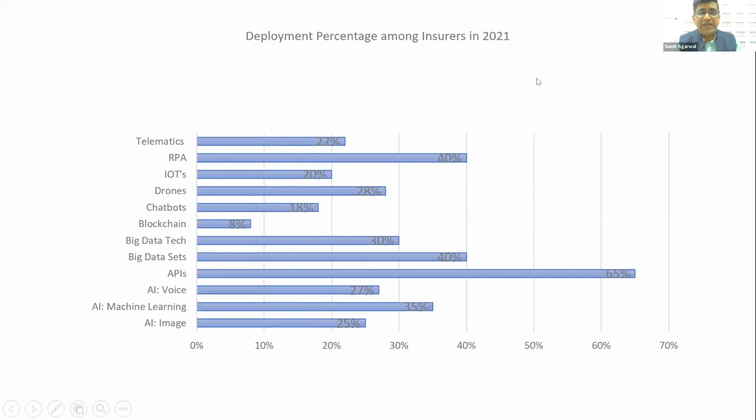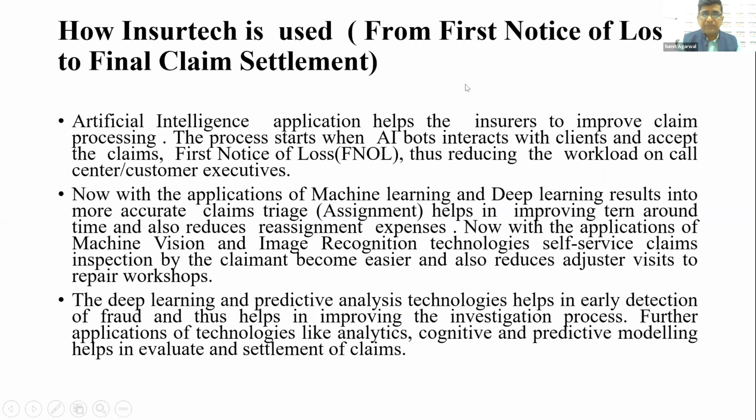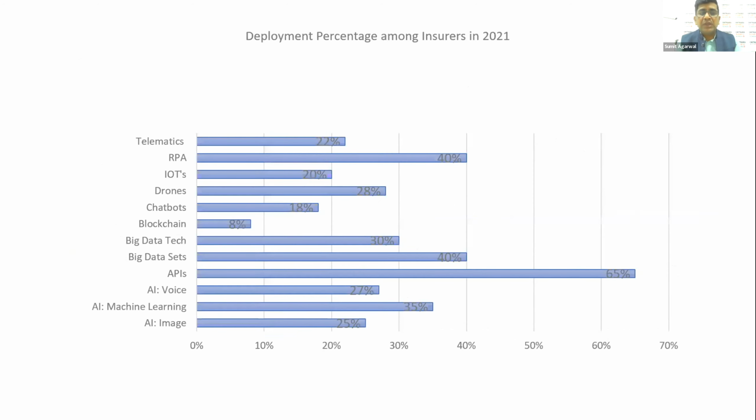My second finding was regarding the various technologies used by the insurance industries. The technologies they are using are telematics, RPA, that is robotic process automation, IoT, drones, chatbots, blockchain, big data technologies, big datasets, APIs, machine learning, and artificial intelligence.